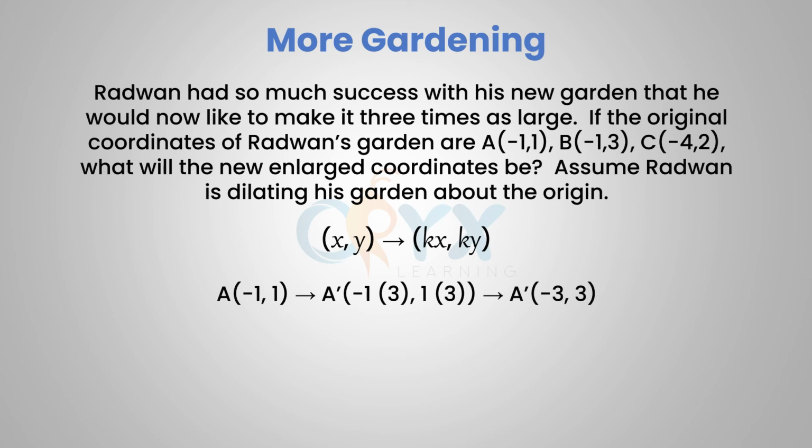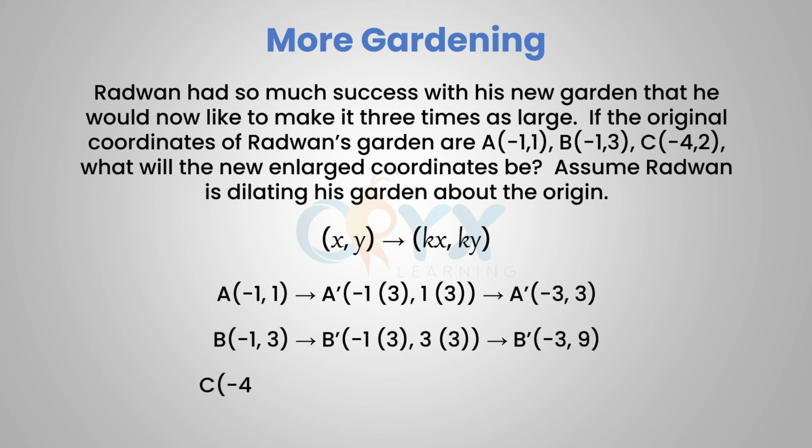Same goes for the original point B of (-1, 3). If I multiply the x and y by 3, I get B prime, which is (-3, 9). And the point C, (-4, 2), multiplying both the x and y by 3, I get C prime is (-12, 6). So those are the coordinates of Rodney's new enlarged garden.